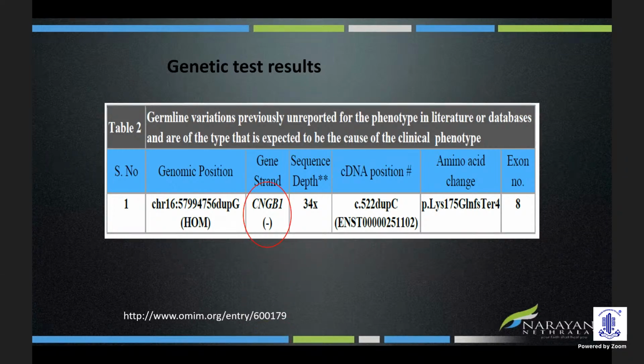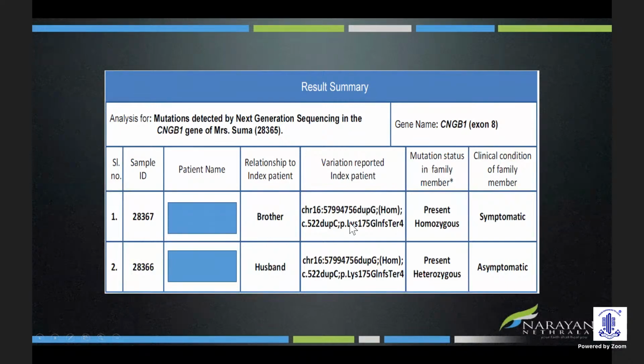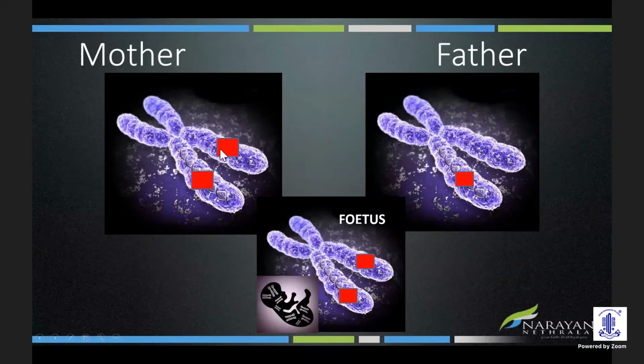So when we screened the brother and the husband, the brother had the mutation in a homozygous state. But the problem here was the husband, since he was related to her, he was carrying the same gene in heterozygous state. Since he was heterozygous with the other allele being normal, he was not expressing the disease and he was asymptomatic. So here we have a situation where the mother is homozygous and carrying the two mutated genes, and the father is normal and carrying one defective gene. There is a 50% chance that the fetus will get affected.